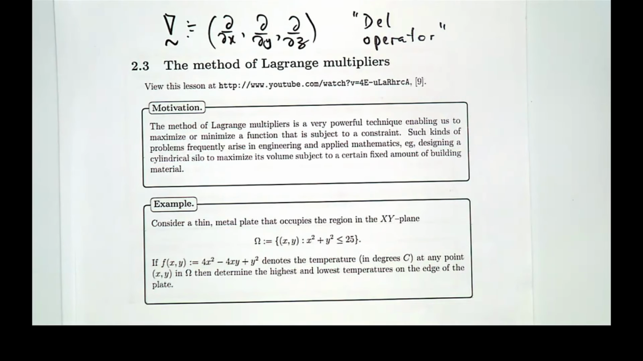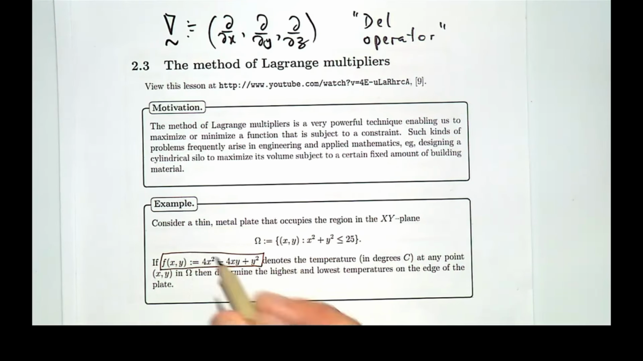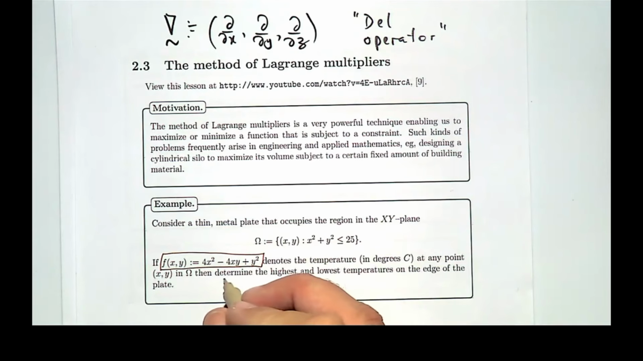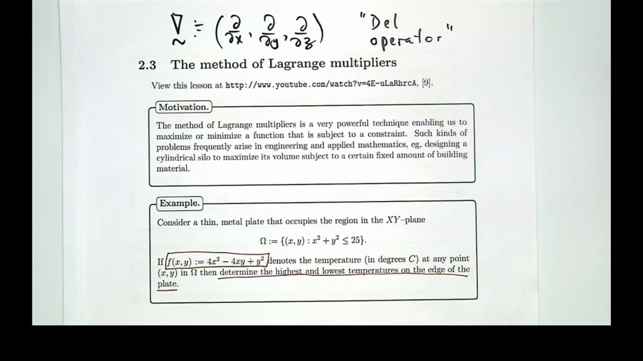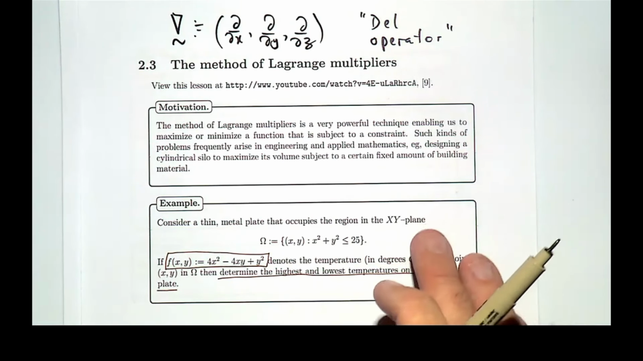All right, so let's look at this problem. So you've got a disk, and it sits in the xy plane, and you've got a function. So here's a function. Determine the highest and lowest temperatures on the edge of the plate. So basically on a circle. Yeah? So it's not a difficult problem, and you can do it a range of ways, right? But let me show you how you can do it using these vectors and whatnot. Okay.